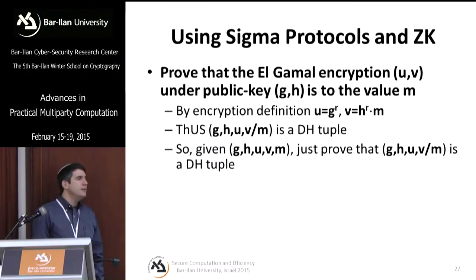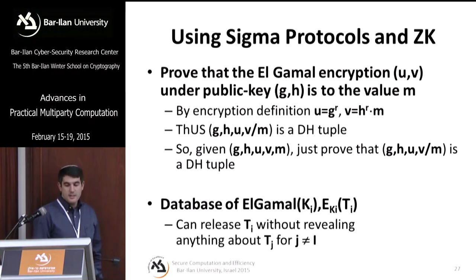So if I want to prove to you that m is the plaintext that was encrypted in g, h, u, v, I just have to prove to you that g, h, u, v divided by m is a Diffie-Hellman tuple. So it's an example of where this is a very useful tool, and you can use it to prove a whole lot of other statements.